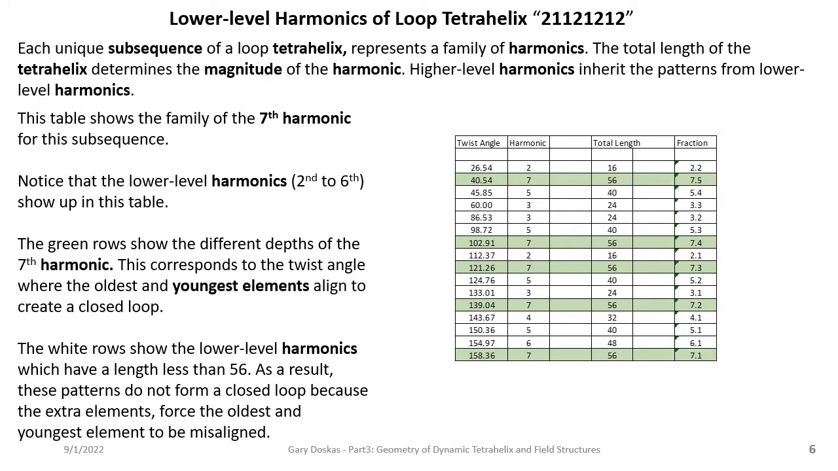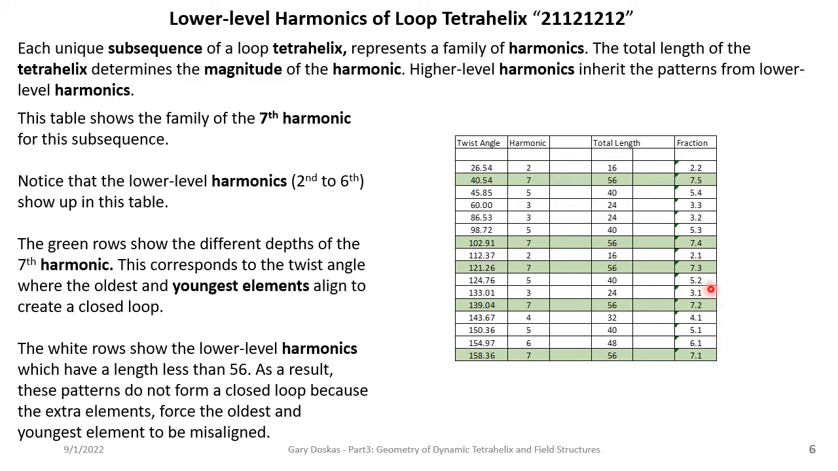Lower-level harmonics of loop tetrahelix. Each unique subsequence for a loop tetrahelix represents a family of harmonics. The total length of the tetrahelix determines the magnitude of the harmonic. Higher-level harmonics inherit the patterns from lower-level harmonics. This table shows the family of the 7th harmonic for this subsequence. Notice that the lower-level harmonics, 2nd to 6th, show up in this table.